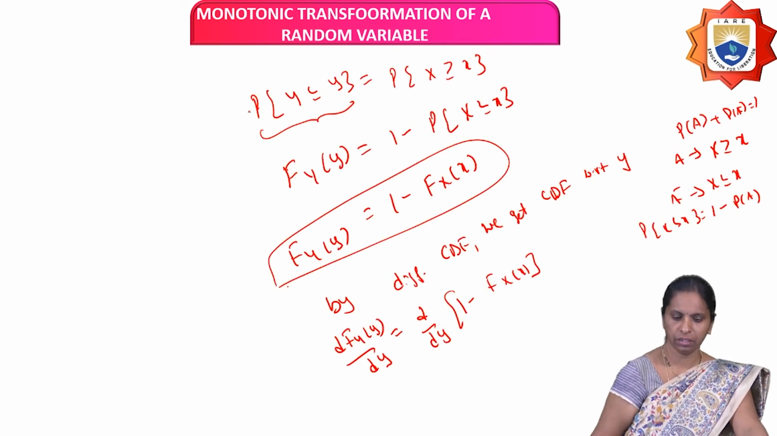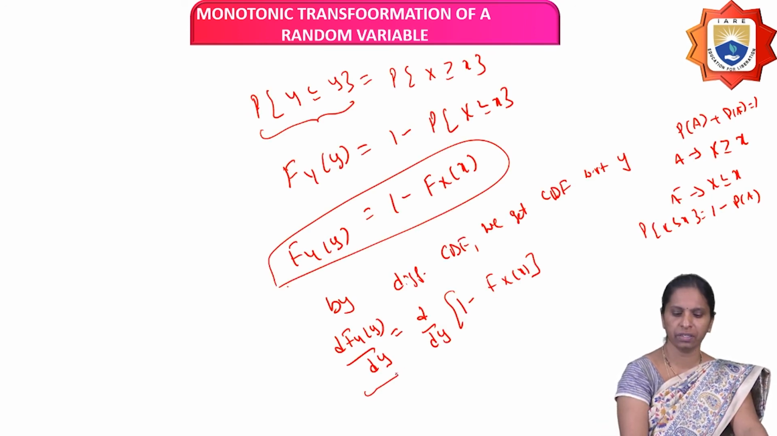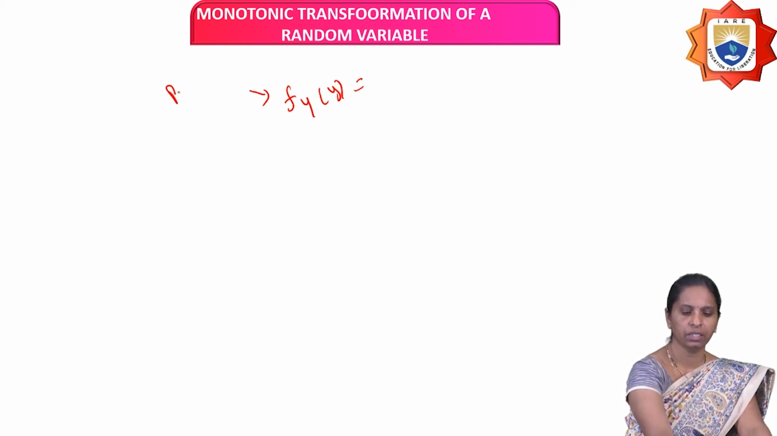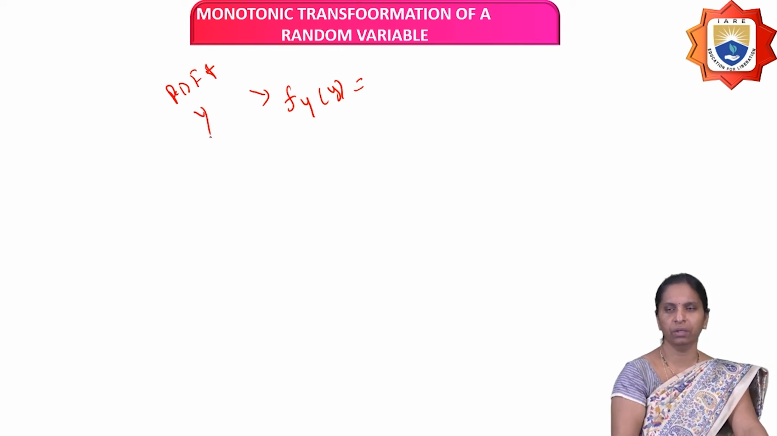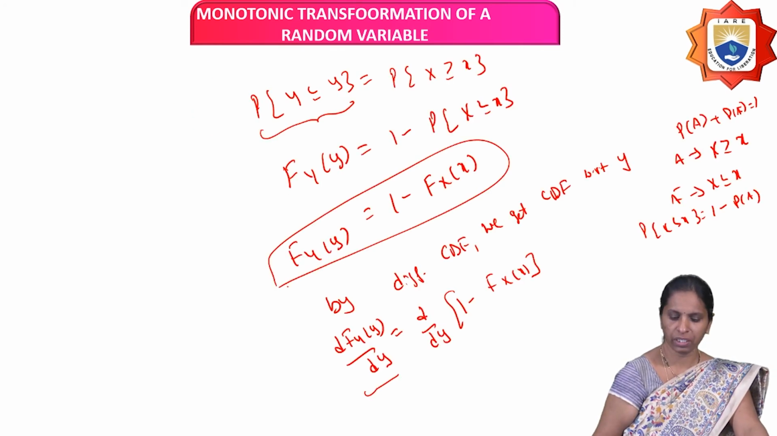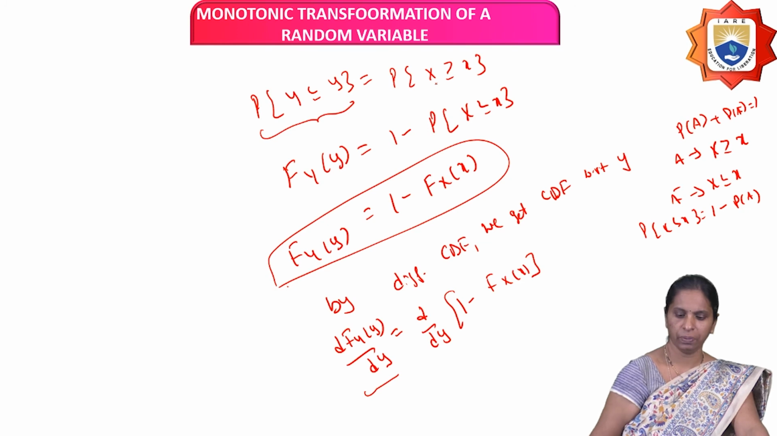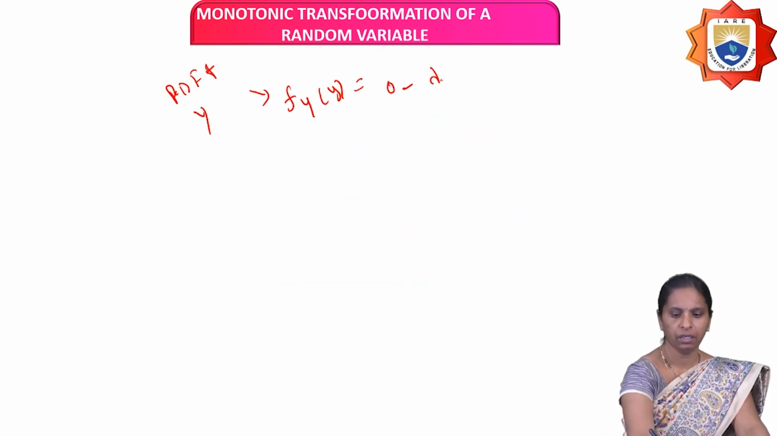So what does dFy of y by dy give? The differentiation of the distribution gives the density function. Therefore, fy of y now represents the density function of the random variable Y, equal to what? What is the differentiation of 1? It is a constant, therefore it is 0, minus the differentiation of Fx of x with respect to y. So what does it give here? dFx of x by dy.